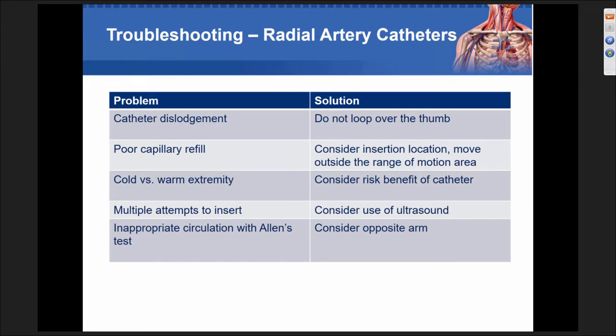And then the last one is inappropriate circulation with an Allen's test. It is our requirement that we do an Allen's test to make sure that we have collateral circulation prior to placing a radial catheter or doing a blood gas sample. It should be documented and well noted, and we should not place in any compromised circulatory area. We should move to the opposite side and never go above to a brachial area if we've identified that the radial does not have good circulation.